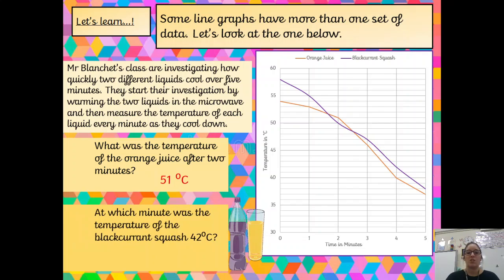At which minute was the temperature of the blackcurrant squash 42 degrees Celsius? Okay, so we need to go to 42 degrees Celsius along here. Make sure you're measuring correctly because not all their lines are labelled. And we're going to go across to where we've got the blackcurrant here. And we can see if we go down, it's at minute 4.